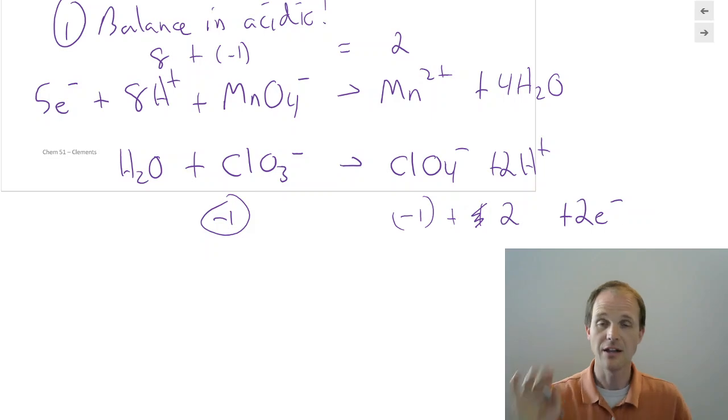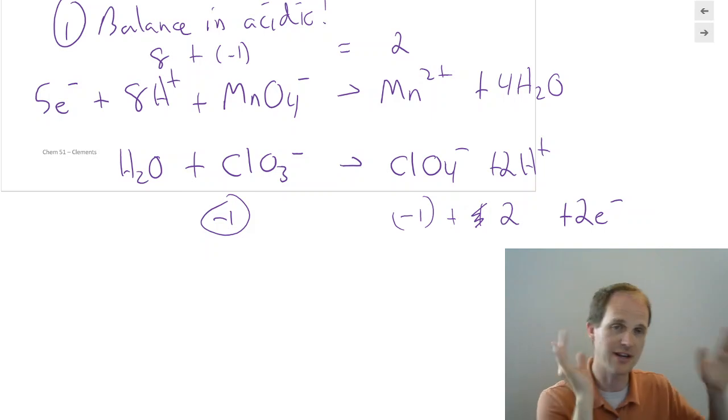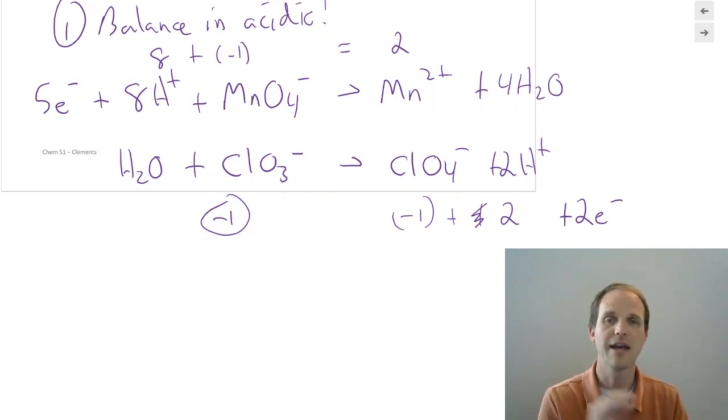All right, electrons, always on opposite sides. Remember, they're always going to have to cancel. If you find you balance something, you get electrons both on the left or you get electrons both on the right, you did something wrong. It's a very clear indication that you need to do something different.